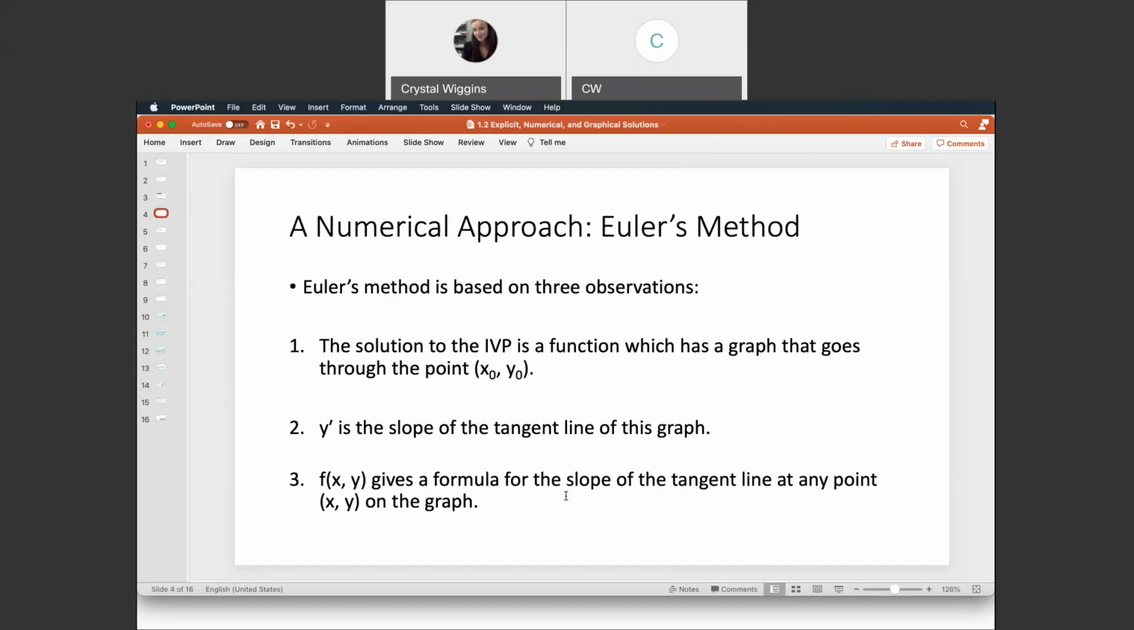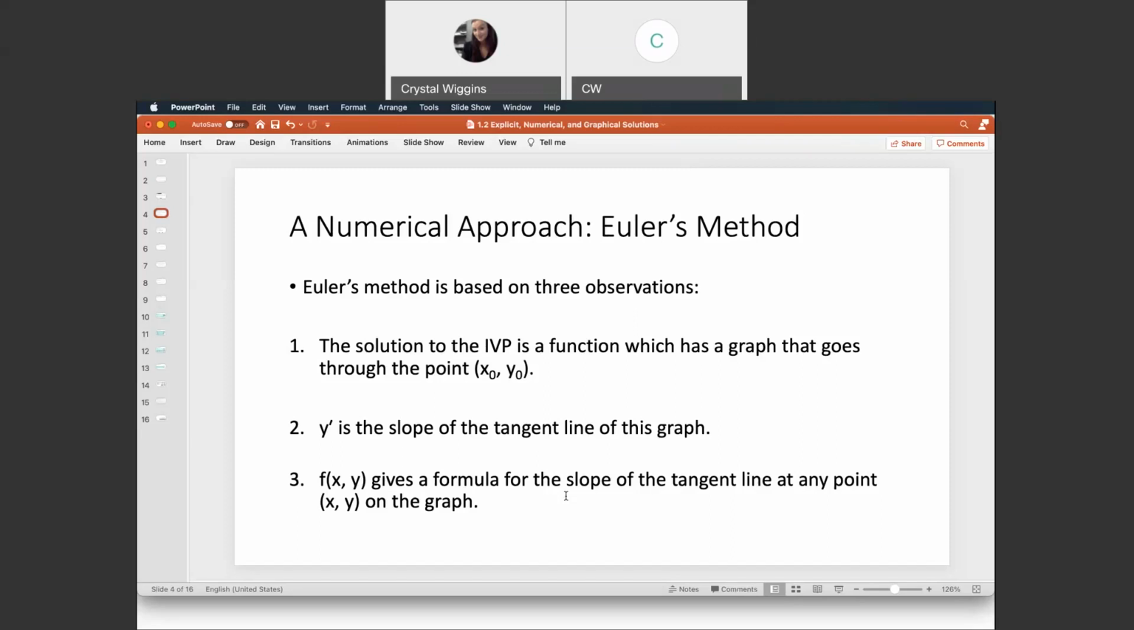The second observation is that y prime is the slope of the tangent line, which you should recall from Calc 1. You spent a good first third of the course in Calc 1 learning about the derivative. Essentially you're learning about the slope of the tangent line, which turned into the derivative, which covered the next third of the course. So two thirds of Calc 1 was solely focused on the derivative or the slope of the tangent line.